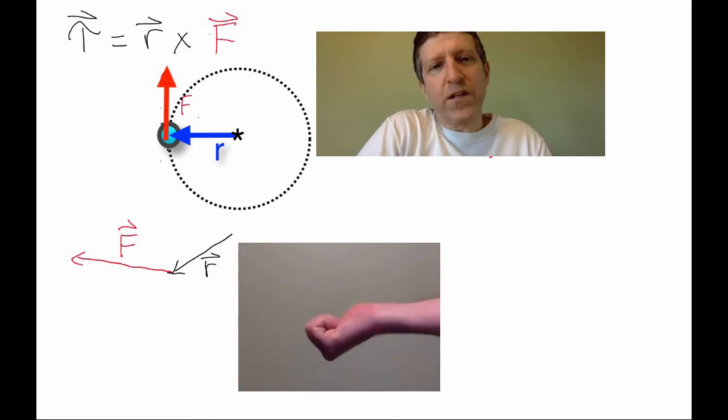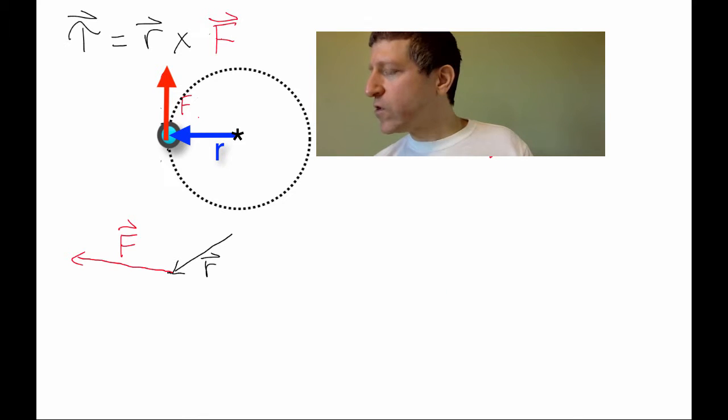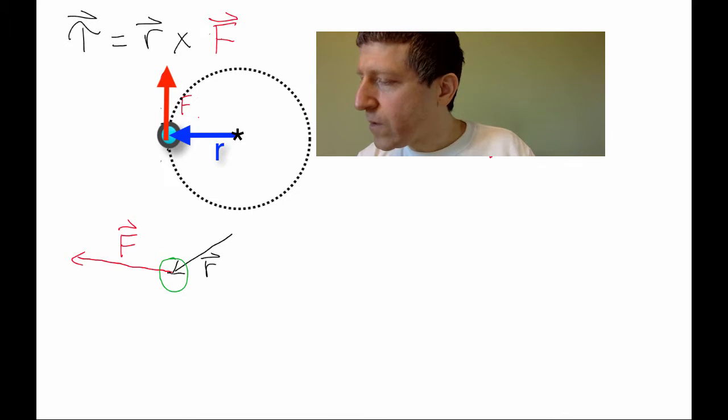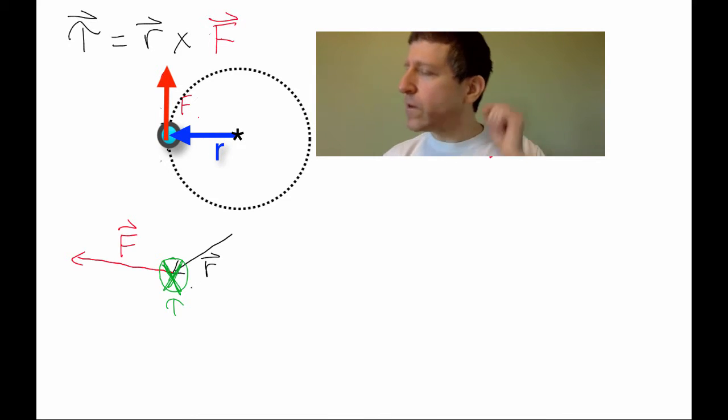My thumb points into the page. So in this situation, I'll go ahead and draw these. In this situation, the torque vector is into the page. So the torque vector is like that. That's what the torque looks like, into the page.